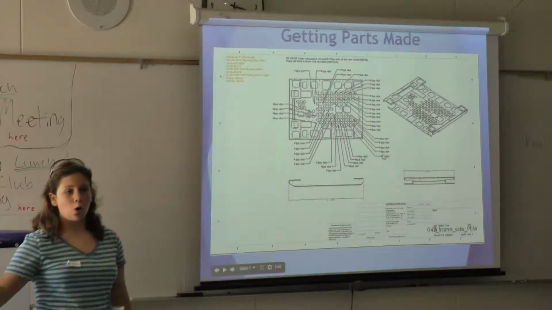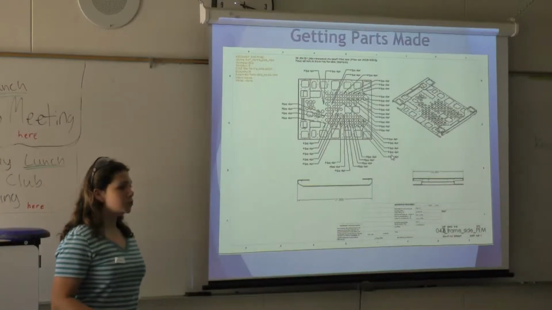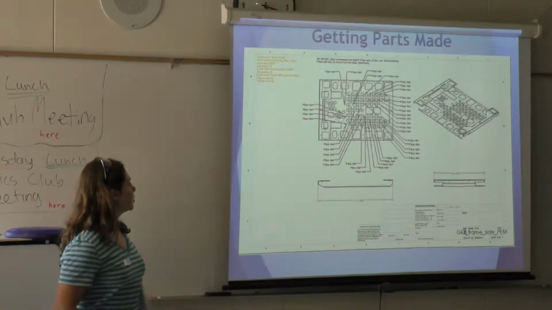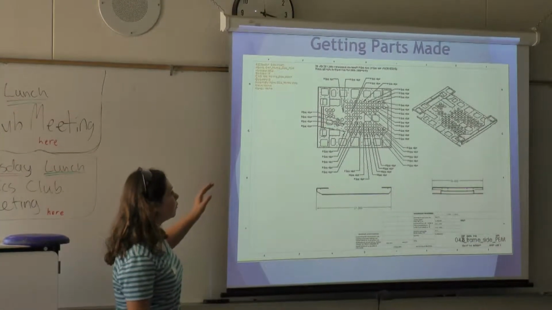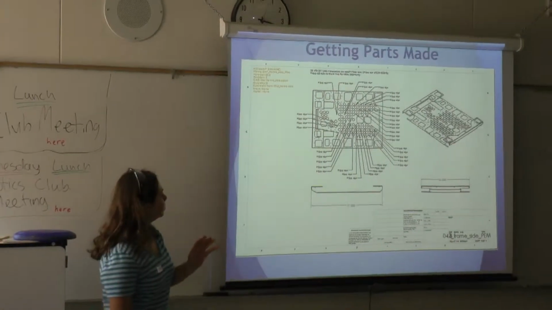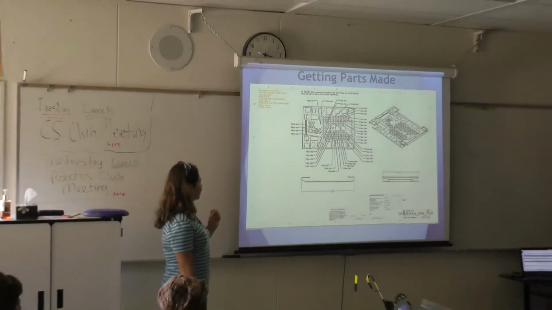Essentially, we take those drawings and our sponsors take what we send them and make those parts. It's pretty cool. You can see here is the drive base for last year's robot, which was basketball. See all the different parts. Pretty cool.